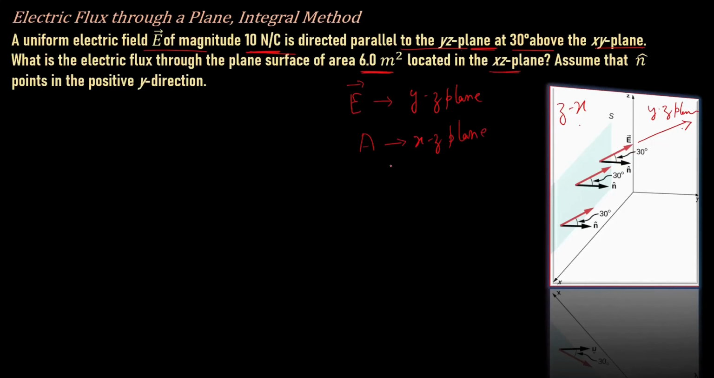So its area vector will be pointing along the normal to the XZ plane, that is, along the positive y-axis. These are the key points you have to keep in mind: the direction of the electric field, the plane in which the area is placed, and the corresponding area vector. Now it will be easier to find the angle, as the angle between the electric field and the normal vector is already given as 30 degrees.